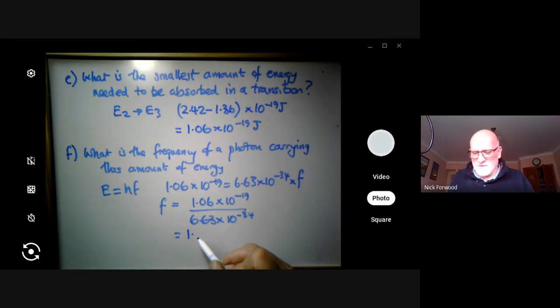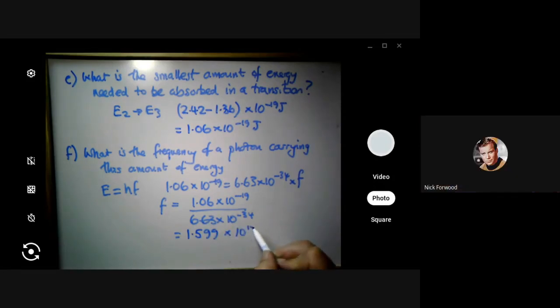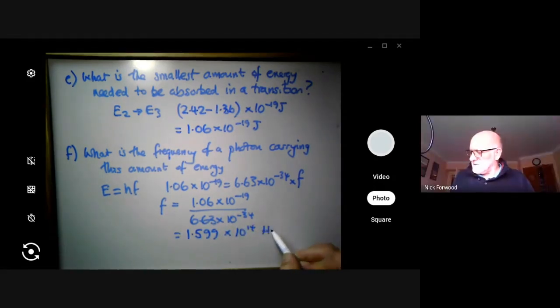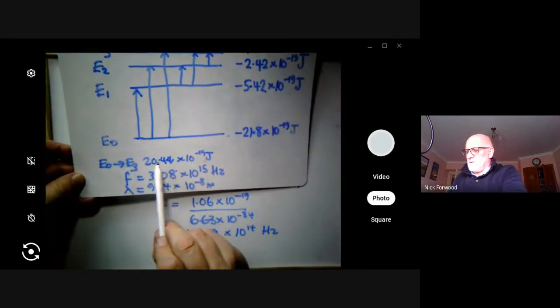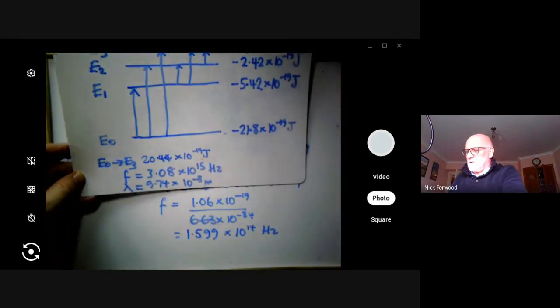Let's do 1.599 times 10 to the power of 14 hertz. I'm going to keep a figure here. Before, when I did this, I had 4 significant figures. Here I'm going to keep 4 significant figures as well.